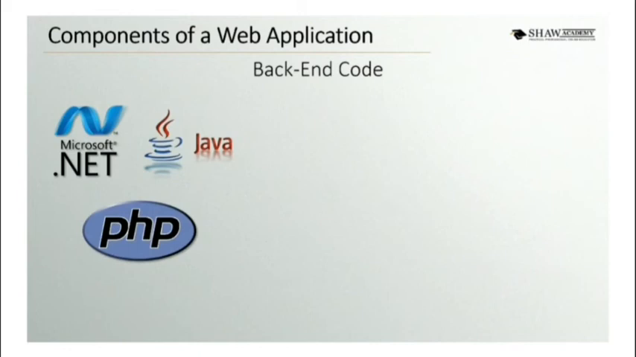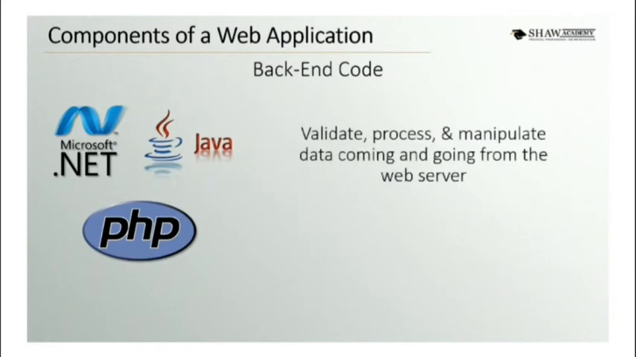Okay, so now I'm going to talk about back-end code. Back-end code is the brain of a web application. It can essentially be thought of as what makes a website or web application actually work. It's used to interact with the web server and to perform certain tasks. Back-end code can be used to validate data, process data, and manipulate data coming and going from the web server and coming and going from a database. This data could be anything, such as a request for a web page, verifying a password, or logging in using an email address.